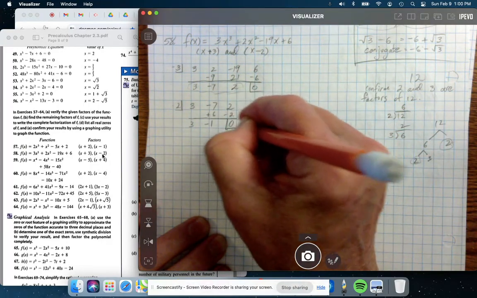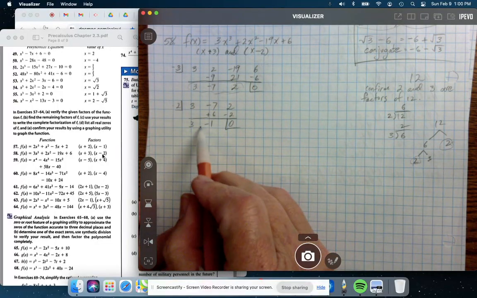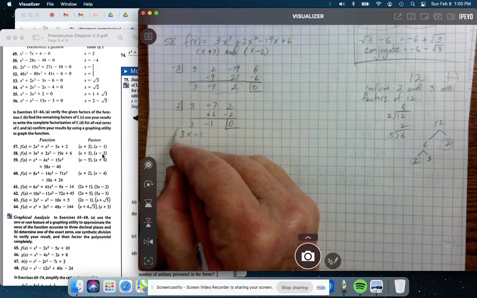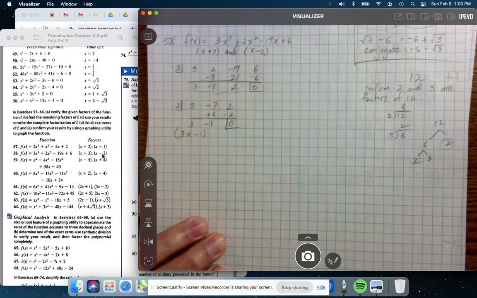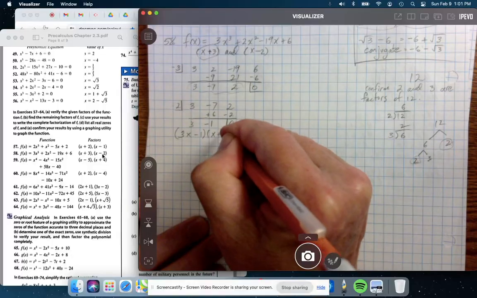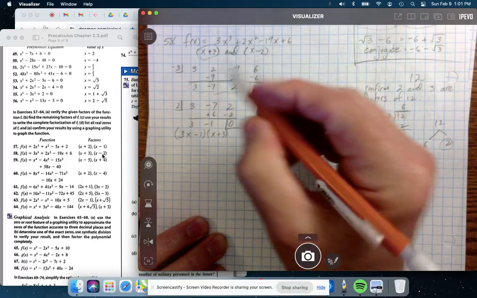Add, we get 0. Okay, so now I've got my final factor, which is 3x minus 1. So 3x minus 1 is a factor. So is x plus 3. And so is x minus 2.